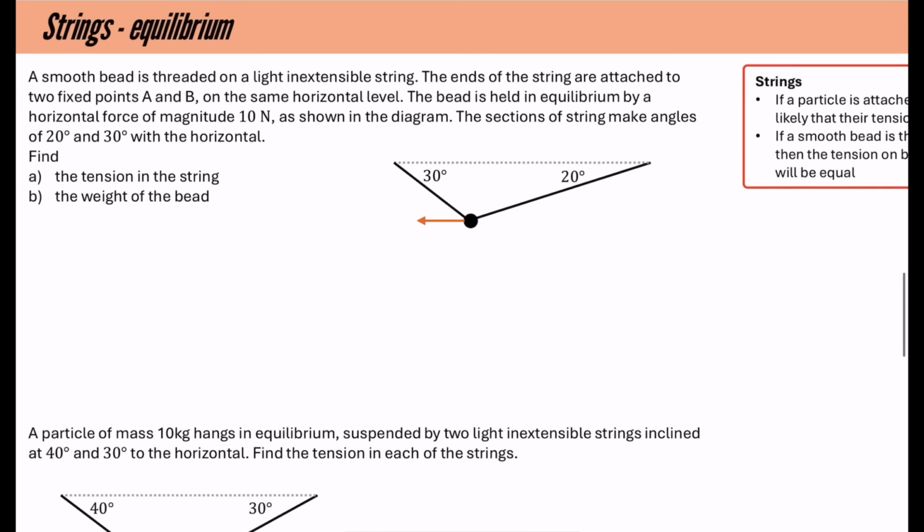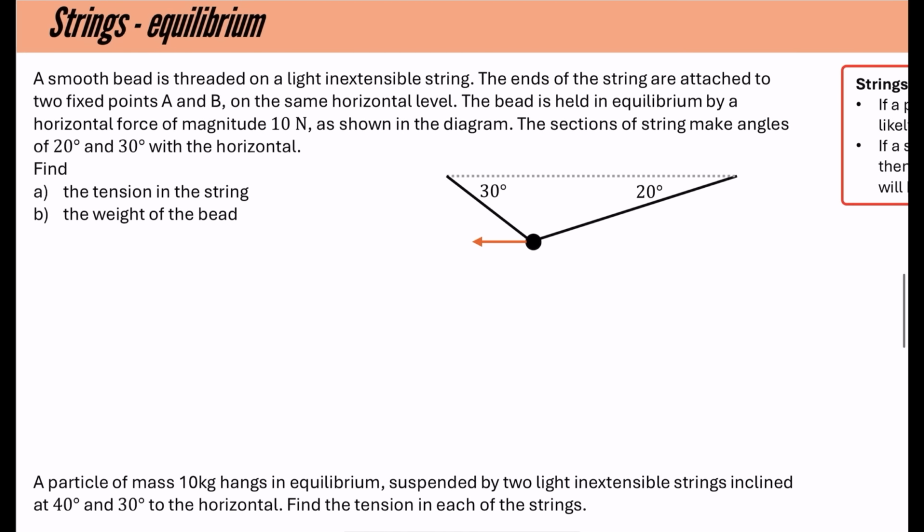It says a smooth bead, okay, it's going to be the second scenario, is threaded on a light inextensible string. The ends of the string are attached to two fixed points A and B, which I suppose we could add onto our diagram if we really wanted to, on the same horizontal level. The bead is held in equilibrium by a horizontal force of magnitude 10 newtons, as shown in the diagram. The sections of string make angles of 20 degrees and 30 degrees with the horizontal. Find the tension in the string and the weight of the bead.